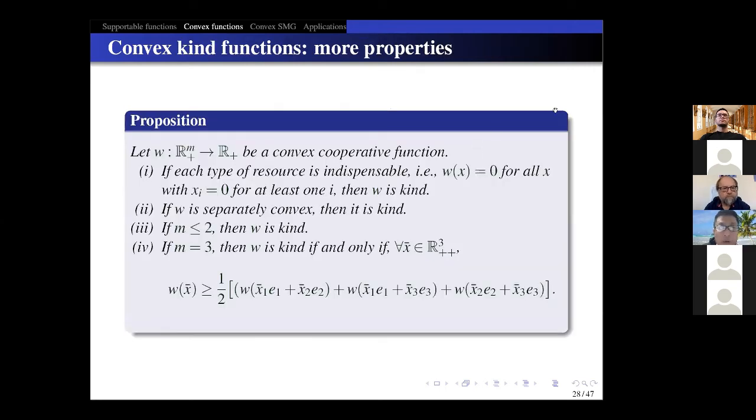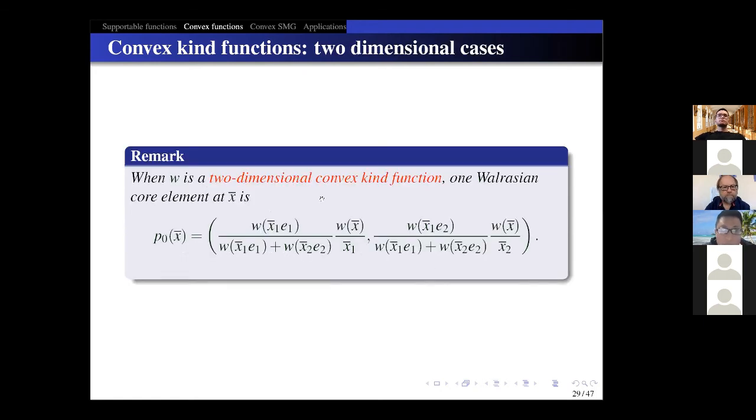And also, for this additional condition, it is very simple when the dimension is low. That is, when m is at most 2, then it is automatically satisfied. And when m is 3, this additional condition is explicitly written here. And also, if m is 2, we can give a closed form solution for the Walrasian call.